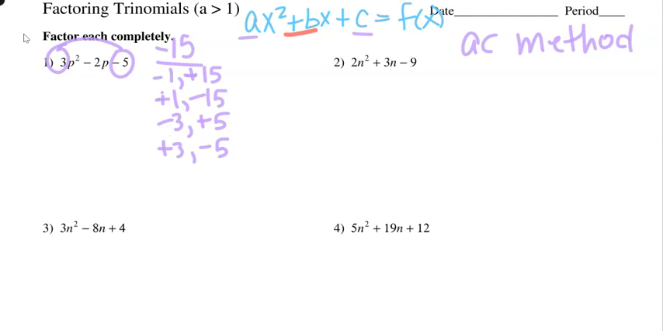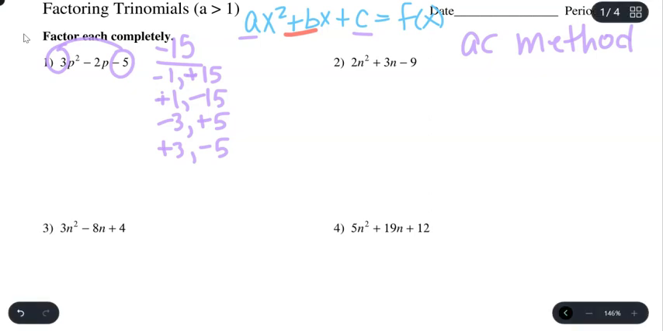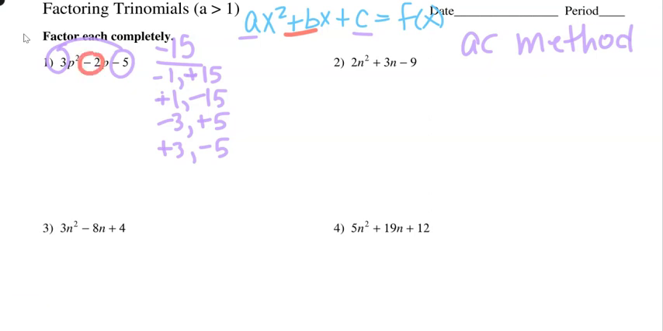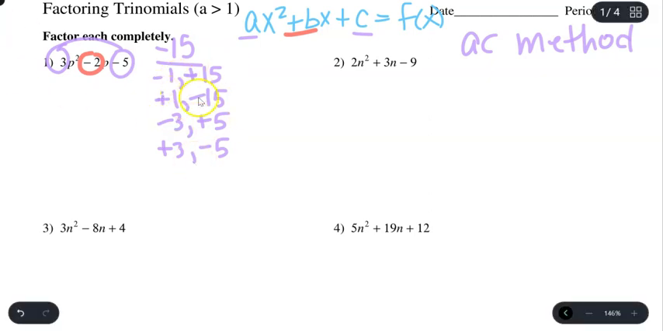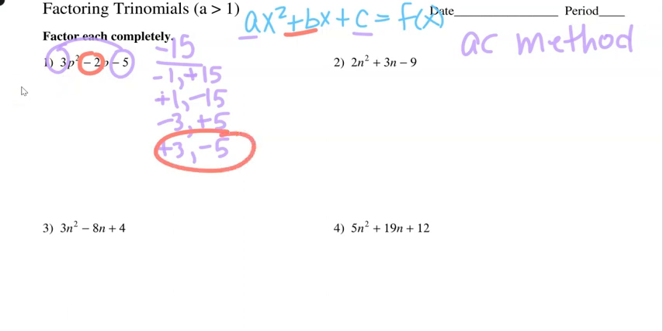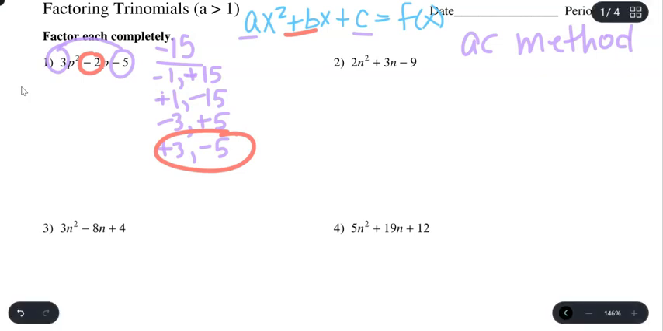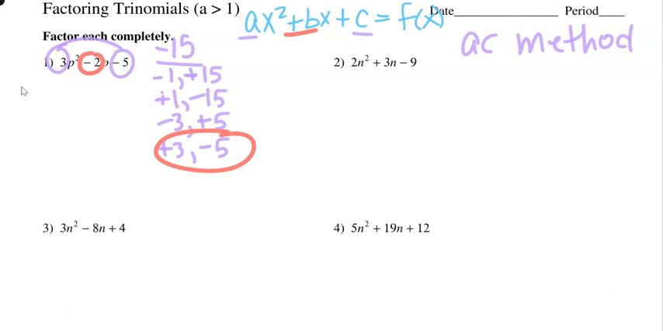But now that I've factored this out, I have to look at my B term. That's my negative 2. I'm looking for a pair of factors of negative 15 that multiply, because they're factors, to give me negative 15, yet they sum or add to give me negative 2. So when I look at my factors, this is my choice: positive 3 plus negative 5 gives me negative 2, which is what I want in the middle. Why am I doing this? Well, this is going to create an opportunity for me to split the middle term and factor by grouping.